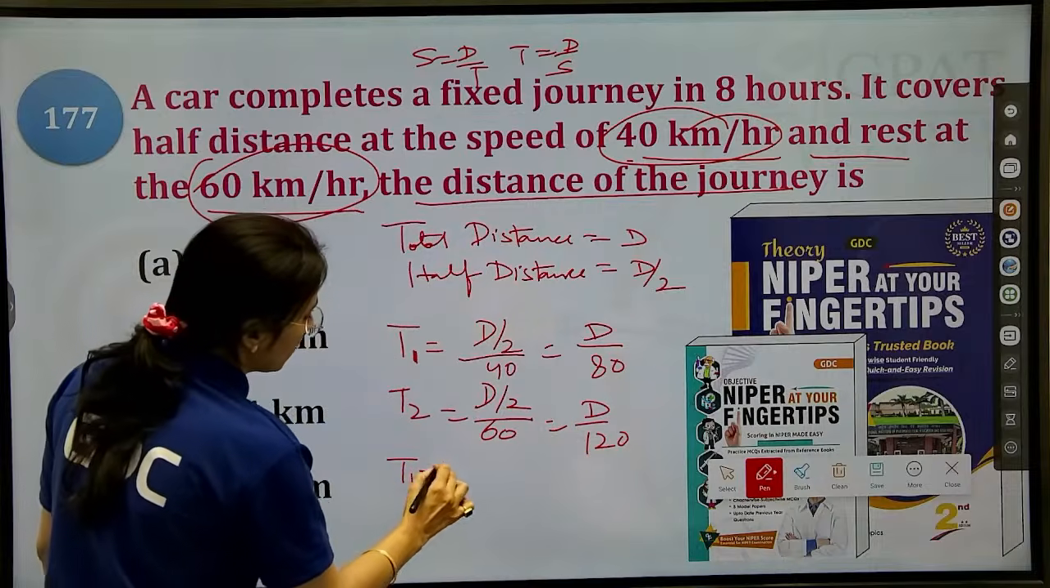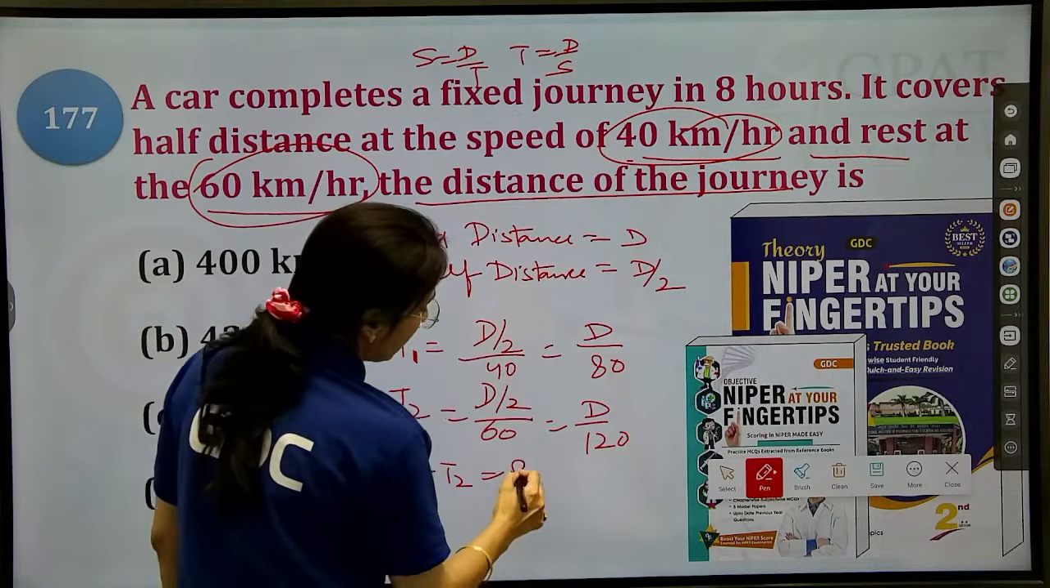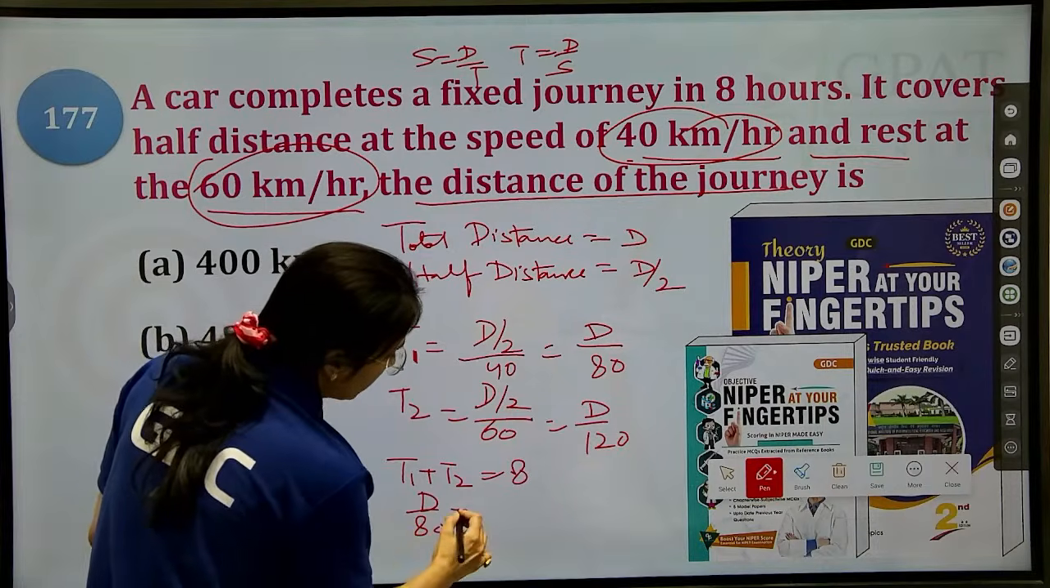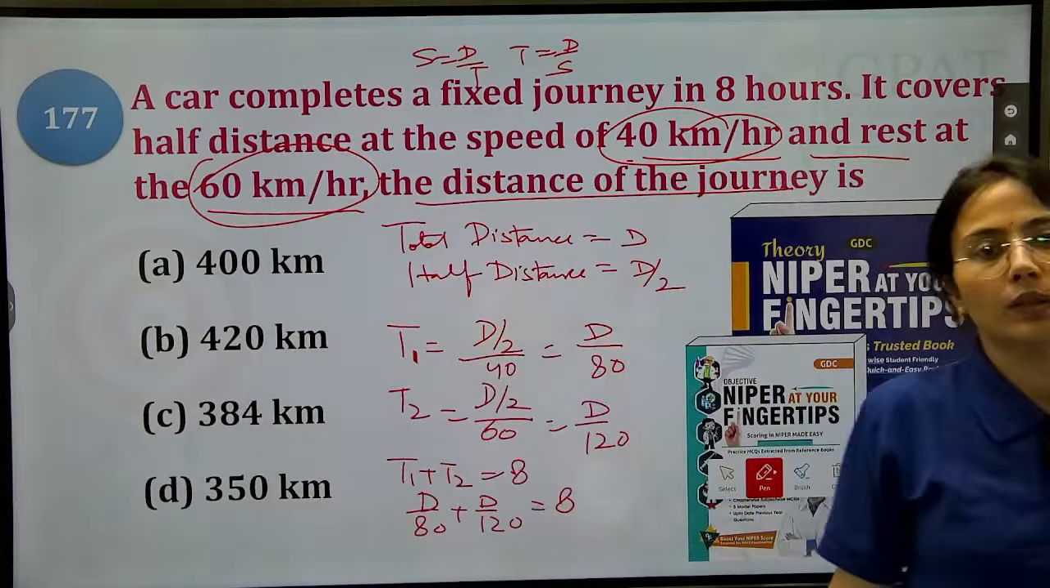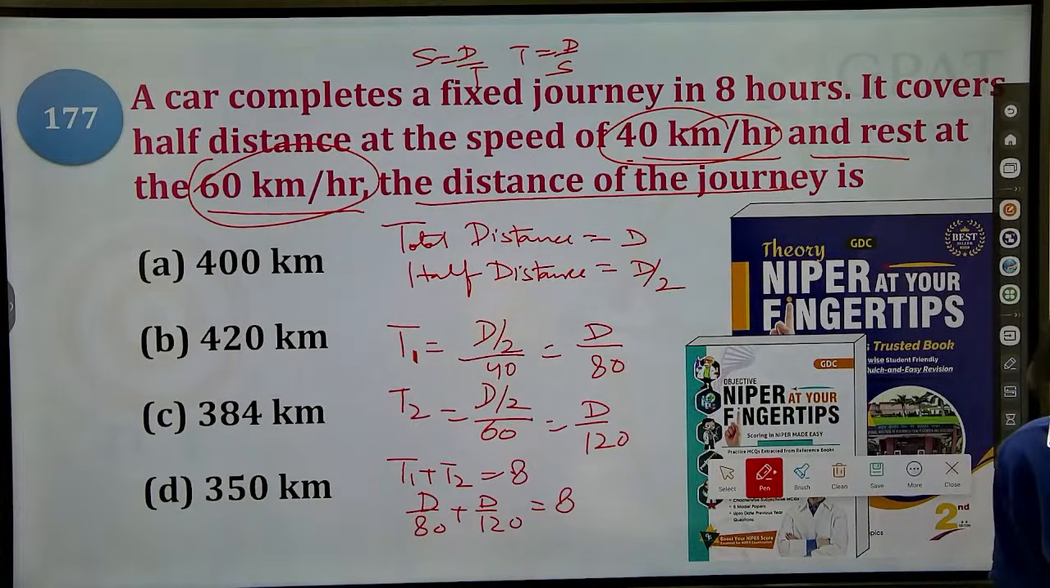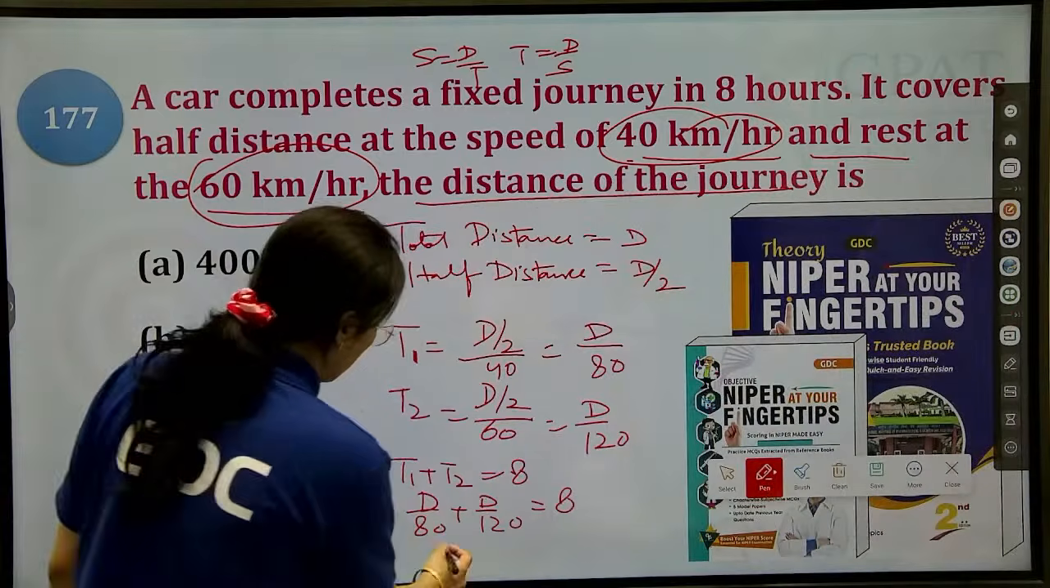So total time how much? That is 8 hours. That is D by 80 plus D by 120 is equal to 8. From solving this you will get the total distance. Option A, that is 400 kilometers. Are you sure? 400. D by 80 plus D by 120, when you take the LCM of 80 and 120, you will get 240.